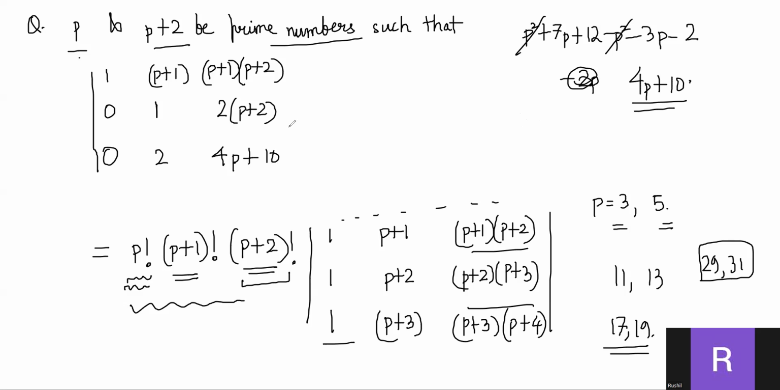4p plus 10. Okay. Now, this determinant is pretty easy to calculate because two rows are 0, two columns are 0. So we can just evaluate it and that's it. It will be 4p plus 10 minus 4p minus 8, right? This and this. So it is simply 2.